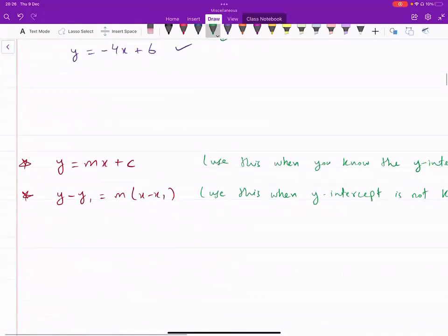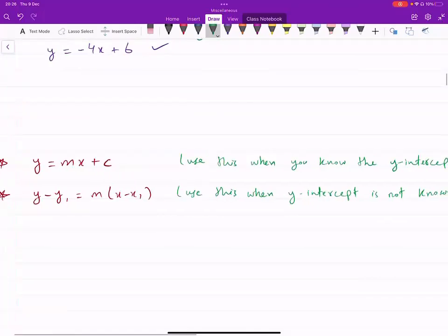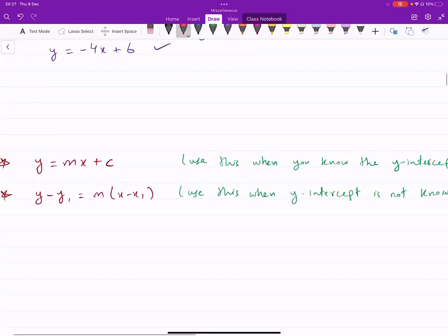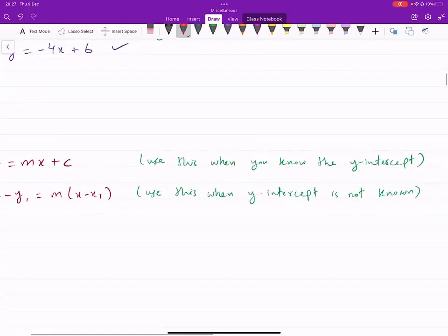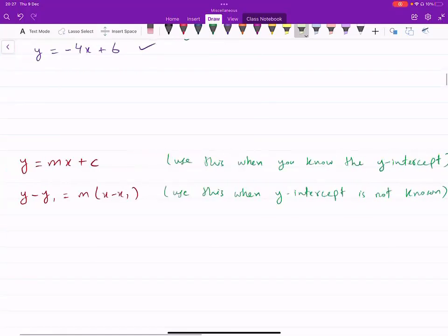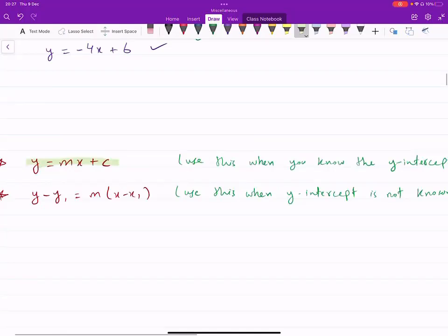So the takeaway from there is that you've got two forms that you can use to find equation of a line: y equals mx plus c and y minus y1 equals m into x minus x1. When do you use the first form? You use the first form when you know the y-intercept. When you know the y-intercept, then using the first form is much quicker. However, if you do not know the y-intercept, you should prefer the second form because that's going to be quicker. Although you can use the first form in this case as well, but the second form इसमें ज़्यादा quicker होगी.